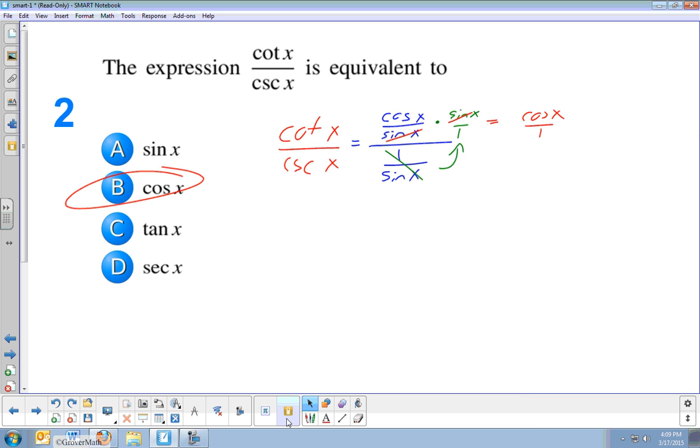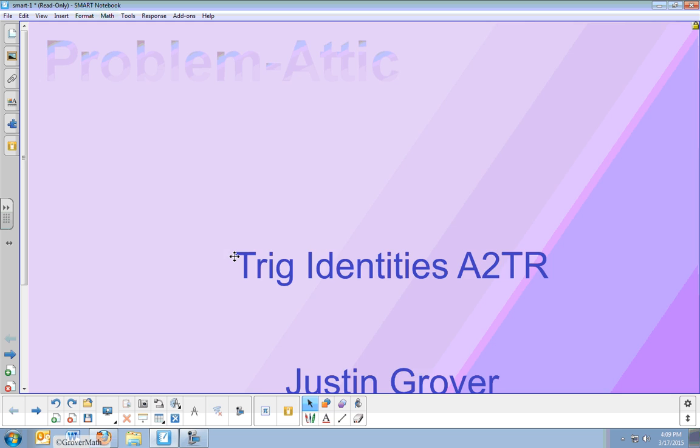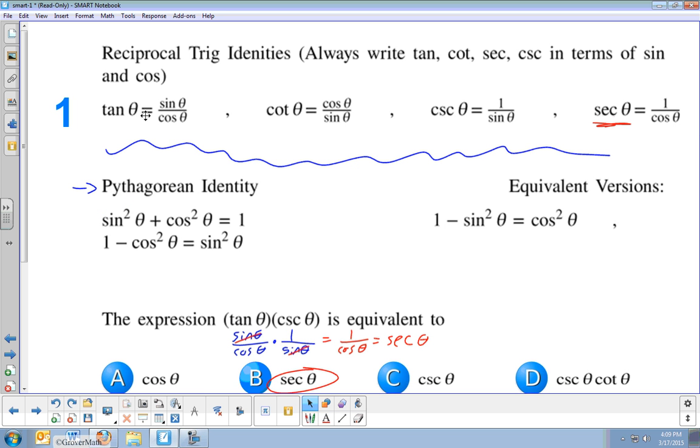So they're pretty easy. They're pretty quick a lot of times, as long as you remember what to rewrite things as. Remember, tangent is sine over cos, cotangent is cos over sine, cosecant is 1 over sine, secant is 1 over cos. These problems can go really, really fast.